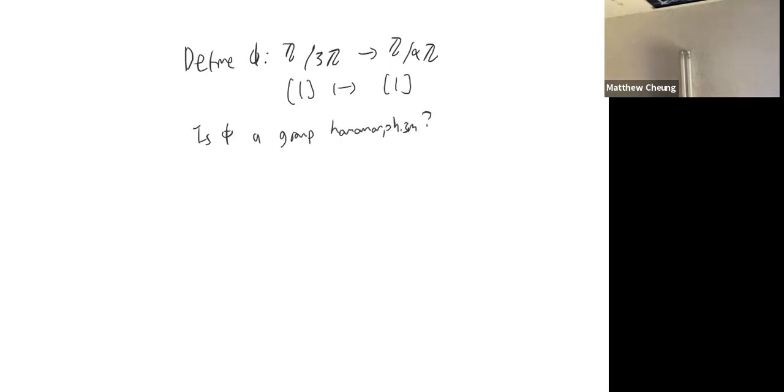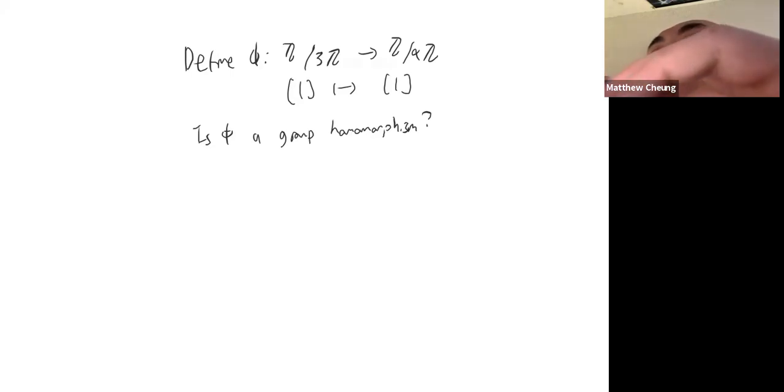From that sends 1 to 1. Is phi a group homomorphism? So here's my first question. To define a map from Z mod 3Z to Z mod 9Z, I need to tell you at least where every element goes. So I'm telling you right now, it's enough to just say 1 goes to 1.